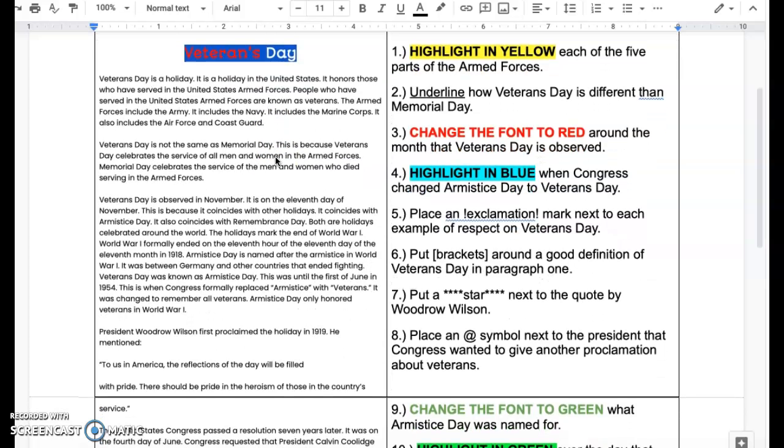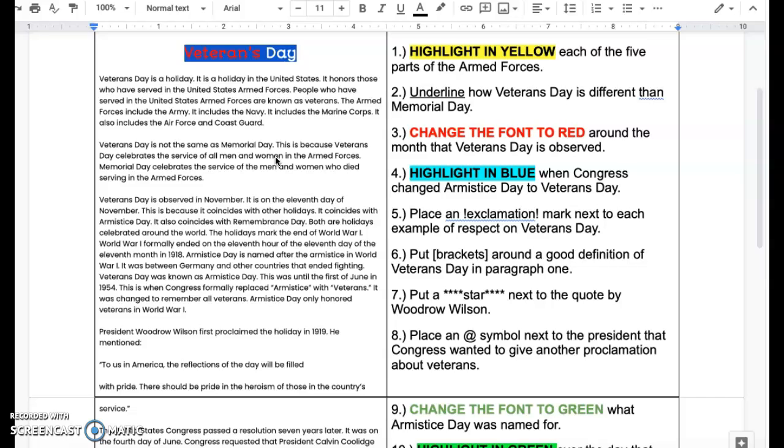Veterans Day. Veterans Day is a holiday. It is a holiday in the United States. It honors those who have served in the United States Armed Forces. People who have served in the United States Armed Forces are known as veterans. The armed forces include the Army, the Navy, the Marine Corps, and the Air Force and Coast Guard. Veterans Day is not the same as Memorial Day.